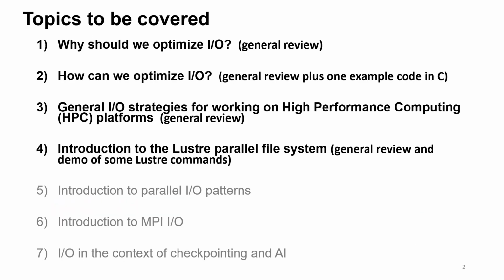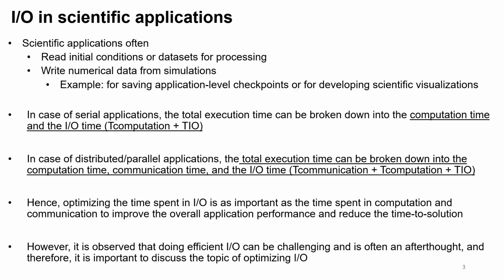In part 1 of this tutorial, I'll present a high-level overview of why and how we should optimize I/O. I will also cover some general I/O strategies that can be useful while working on HPC platforms. I'll then present an overview of the Lustre parallel file system. In part 2 of the tutorial, we will go over the parallel I/O patterns and an introduction to MPI I/O. In part 3 of the tutorial, we will go over I/O in the context of checkpointing and AI.